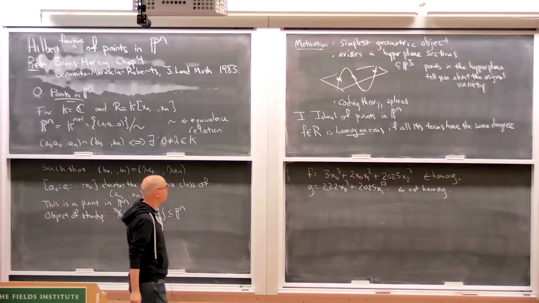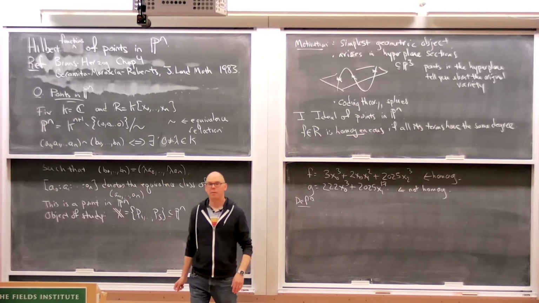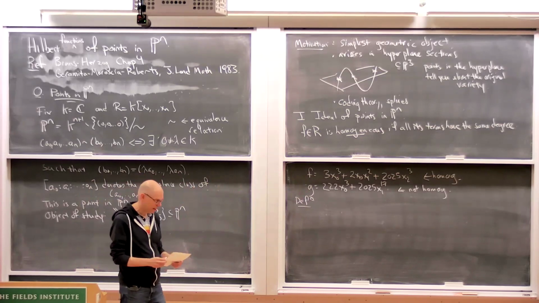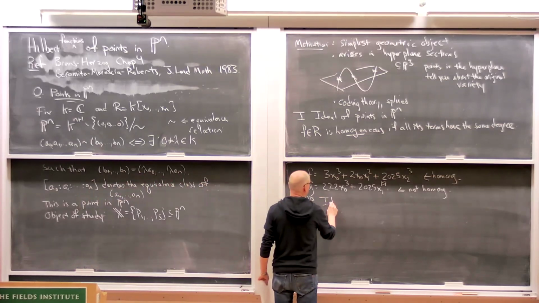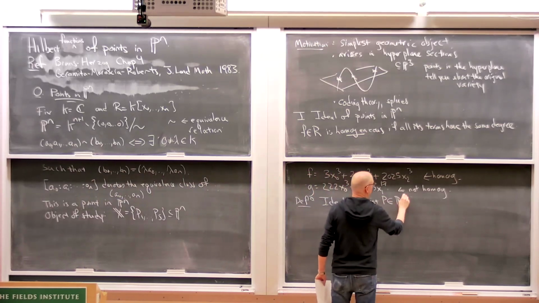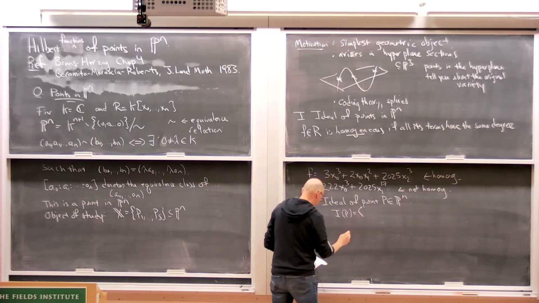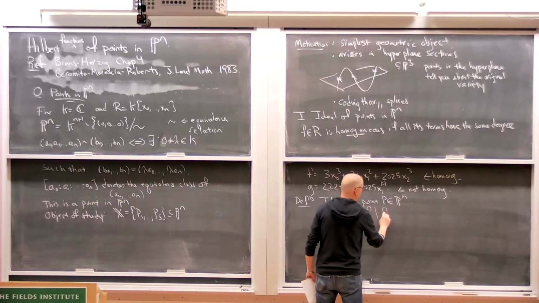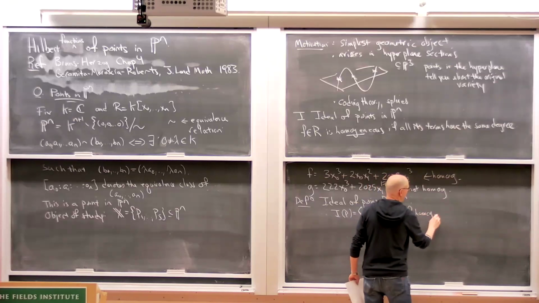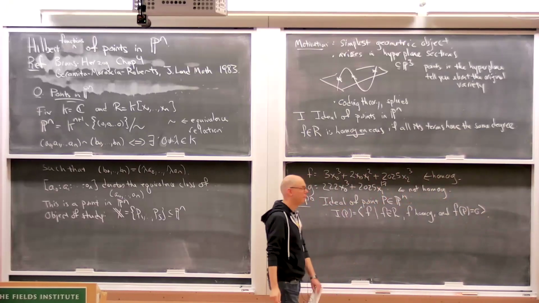And the definition: the ideal of a point is going to be the set of homogeneous polynomials such that when you plug the point in, you get 0. So the ideal of a point P inside projective space, I'll write it like this, is the ideal generated by all the elements F such that F is a polynomial, of course, F is homogeneous, and F of P equals 0. So when you plug in your point, you get 0.